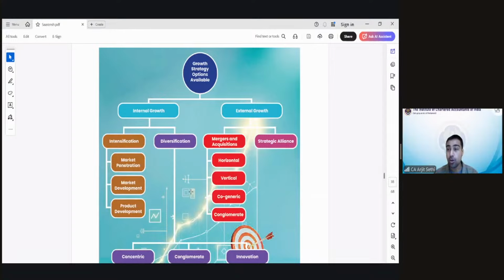So now hold on to this. Internal growth has two things. In the overall growth strategy, stability we studied, growth now, and after this we'll do retrenchment or exit. Stability, clear. Now comes growth strategy. Growth strategy is internal or external. Internal then has two options: either you intensify or you diversify.